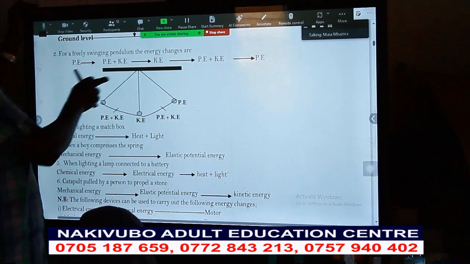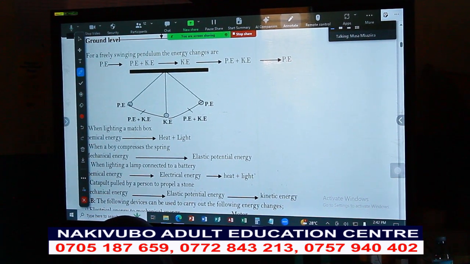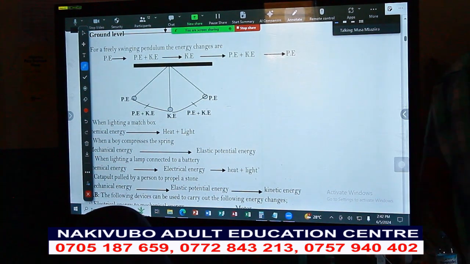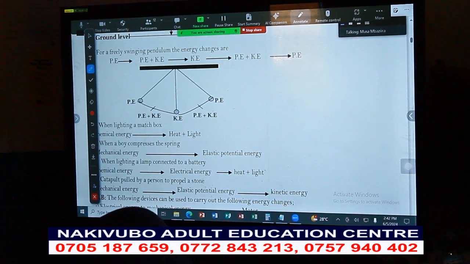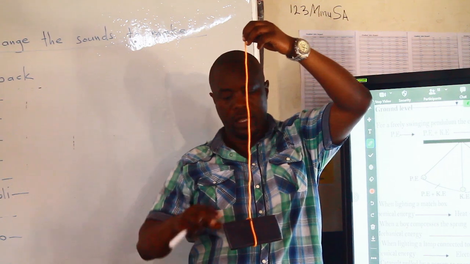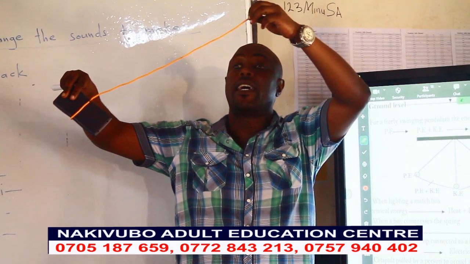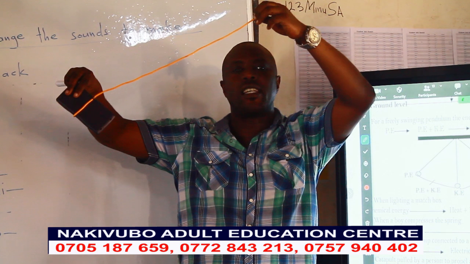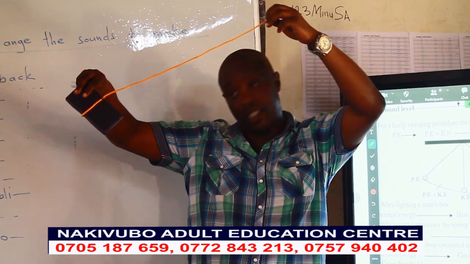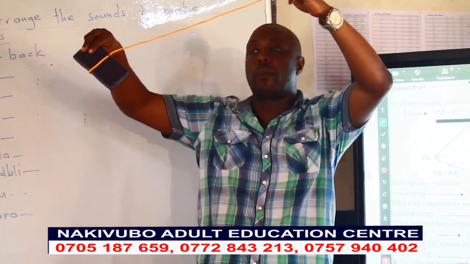So, now look at a swinging pendulum. Have you ever swung a pendulum? When you were young, we used to swing pendulums. When you swing this ball, like this, at that point where I have put it, it has potential only. Kinetic energy is zero because its velocity is zero. Remember, kinetic energy, the formula has V. So when the velocity is zero, we have only potential energy. So at that point, it is only potential energy.